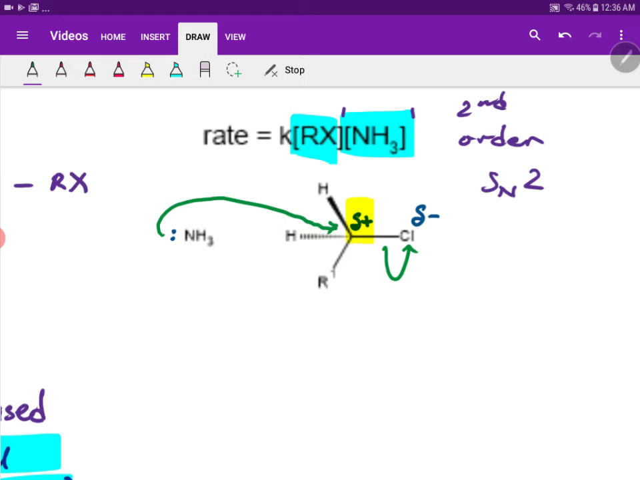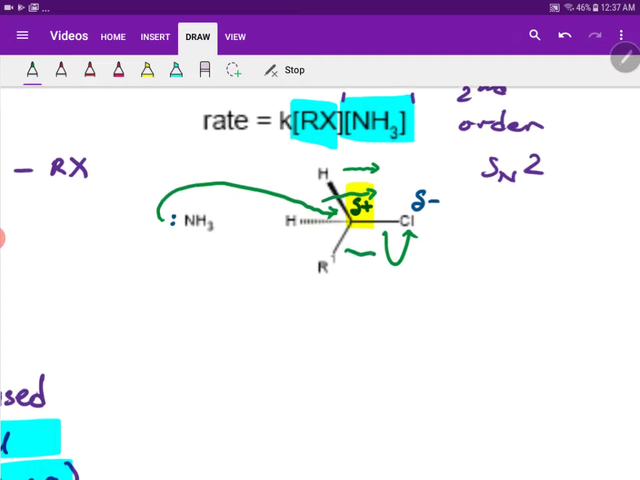So what is going to happen is, imagine this NH3 is the one that pushes these three groups. So this hydrogen will be pushed backwards, this hydrogen will be pushed backwards, and this R will be pushed towards the back. Just imagine when you hold an umbrella and the wind is very strong, it will flip your umbrella over. So just remember that image. It looks just like SN2.